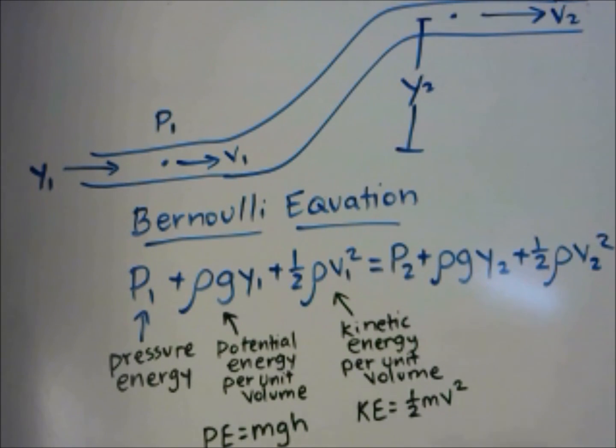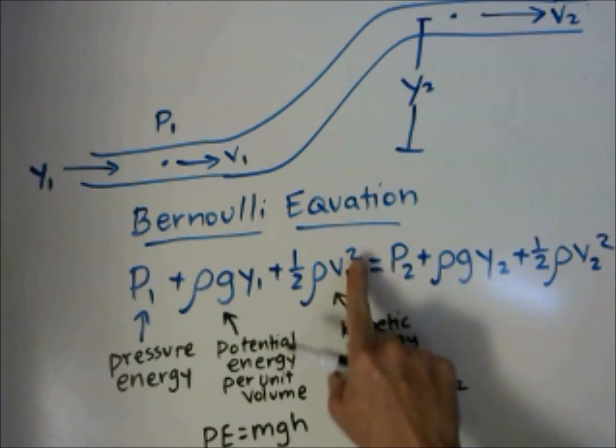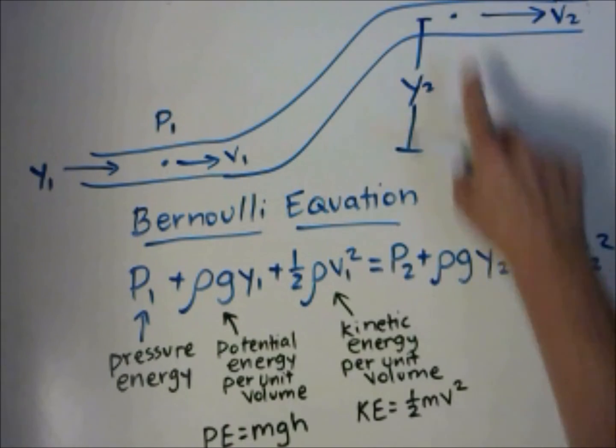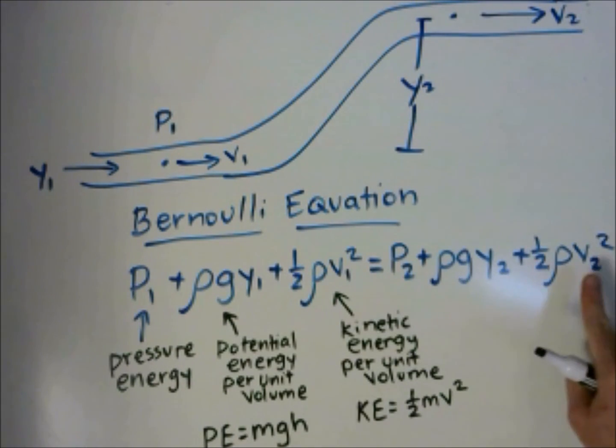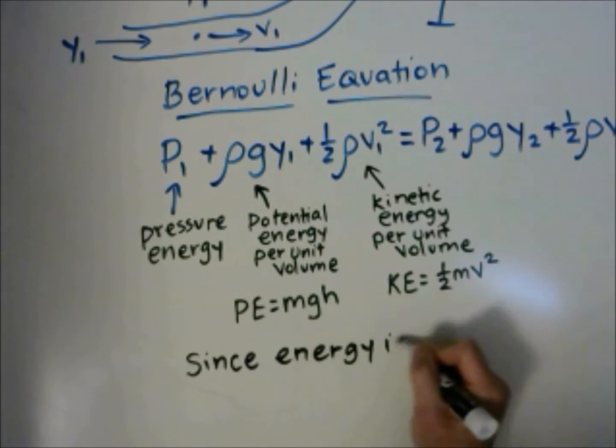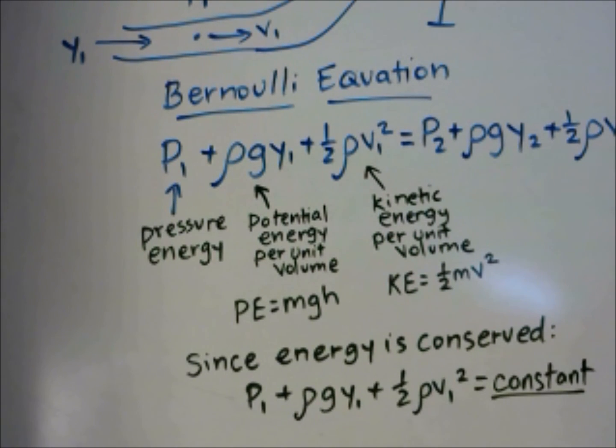So this is saying that the energy per unit volume at this point is equal to the energy per unit volume at the second point. Since energy is conserved in these problems, we can also write the Bernoulli equation as P1 plus rho g y1 plus 1/2 rho v1 squared equals a constant. So no matter what point you go to, the sum of all the energy will be the same.